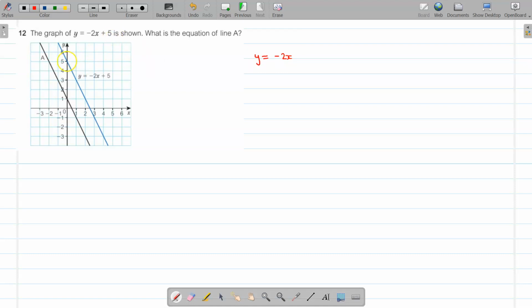Well, there's the plus 5 for the blue line. Ours goes through the axis at plus 1. So it's simply minus 2x plus 1. That's the equation of the line A. That's the end of that little test.